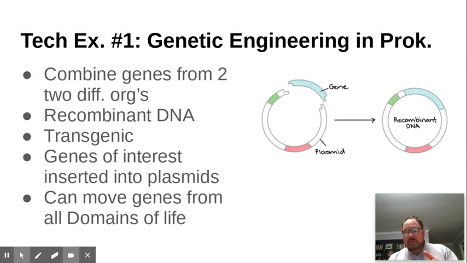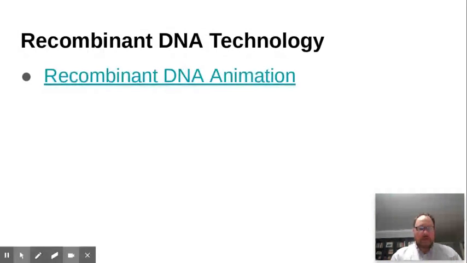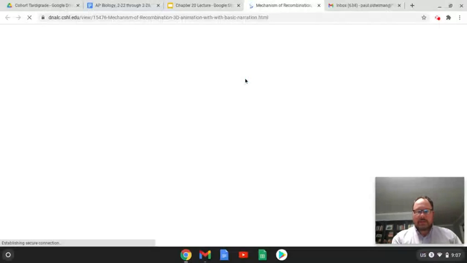Where the genes in bacteria are typically inserted are into little rings of DNA called plasmids. So when we eventually get into our glowing bacteria lab, you'll take a gene from a glowing squid species, and then you will insert that into the E. coli, and you get the E. coli to produce the glowing protein, and then they'll biofluoresce, they'll glow. Here we have a quick animation over recombinant DNA and how that's created. So let's watch that.